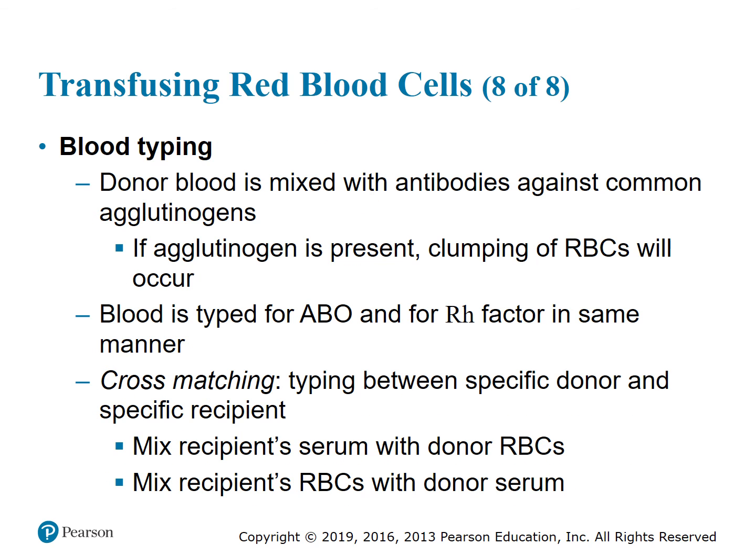So in blood typing, the donor blood is mixed with antibodies against the common agglutinogens. If the agglutinogen is present, there is clumping of the red blood cells, which is visible. And then the blood is typed for ABO and for Rh factor in the same manner. Cross-matching is a type of typing between the specific donor and specific recipient. So you mix the recipient's serum with the donor red blood cells, and you mix the recipient's red blood cells with the donor serum.